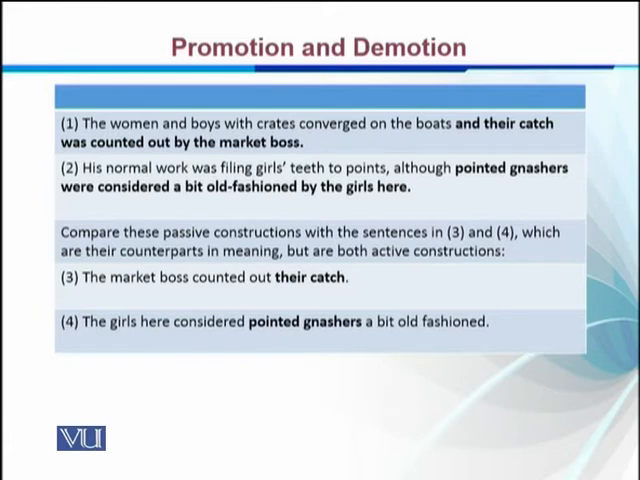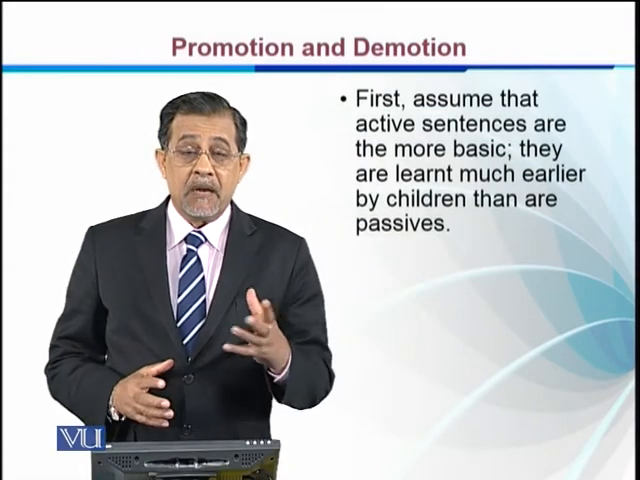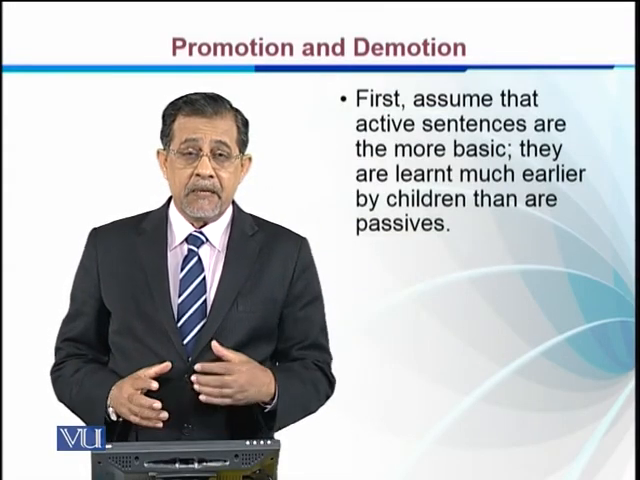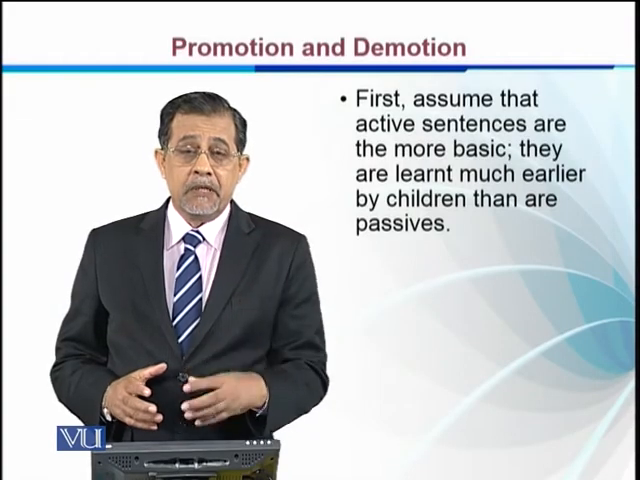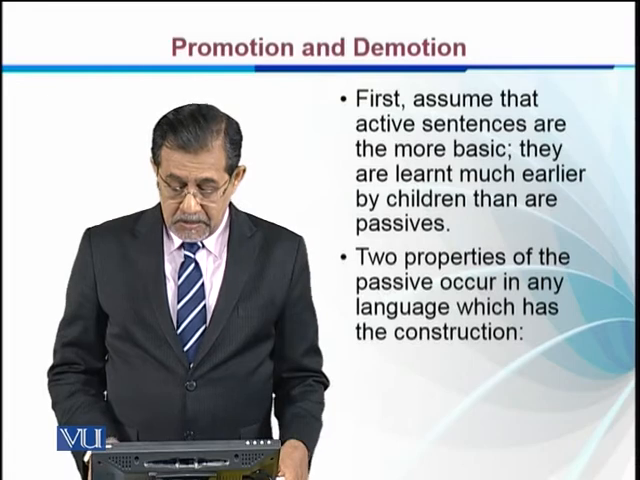So the market boss counted out their catch. This is the active of the first one. And the girls here considered pointed gnashers a bit old-fashioned. This is the active of the second sentence. We know that active sentences are more basic than the passive sentences. Children learn first active sentences and then passive sentences.